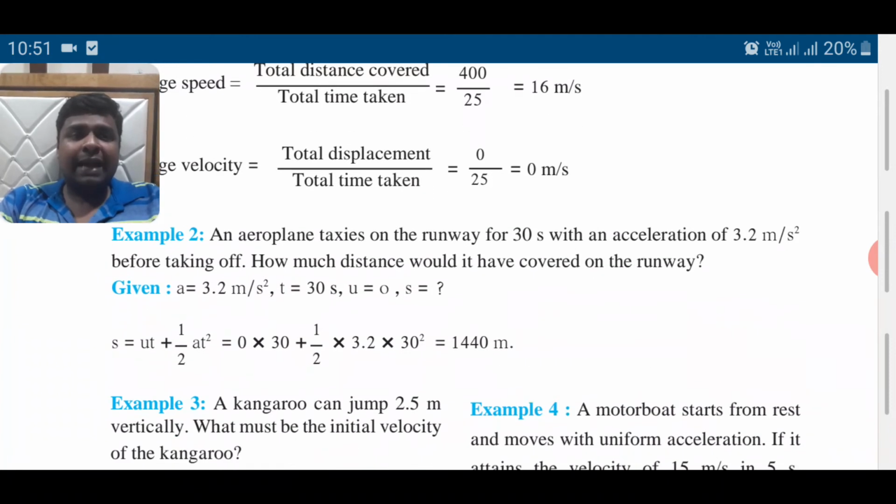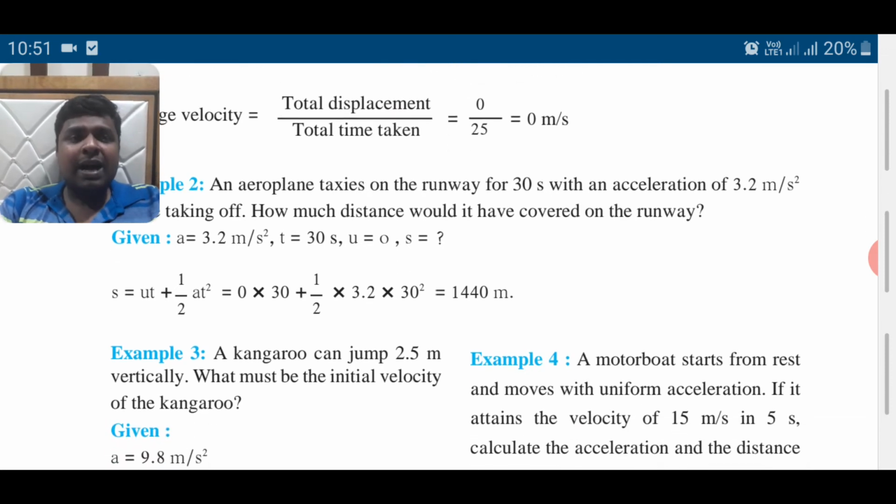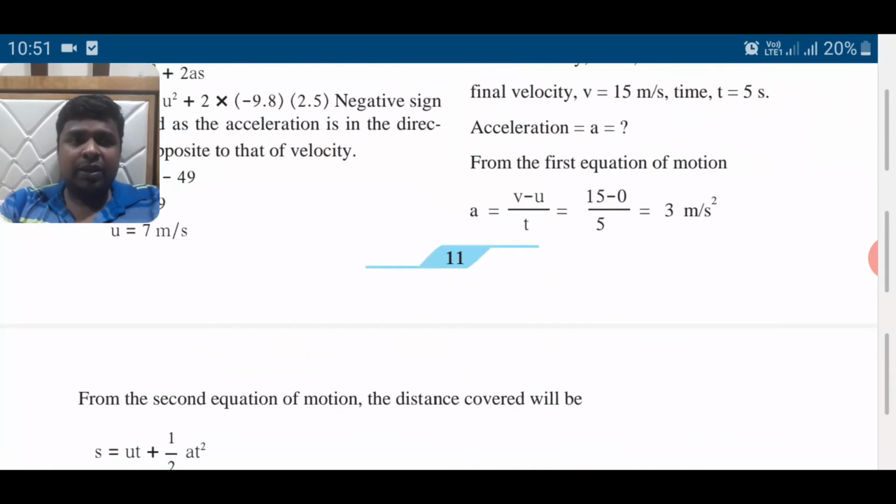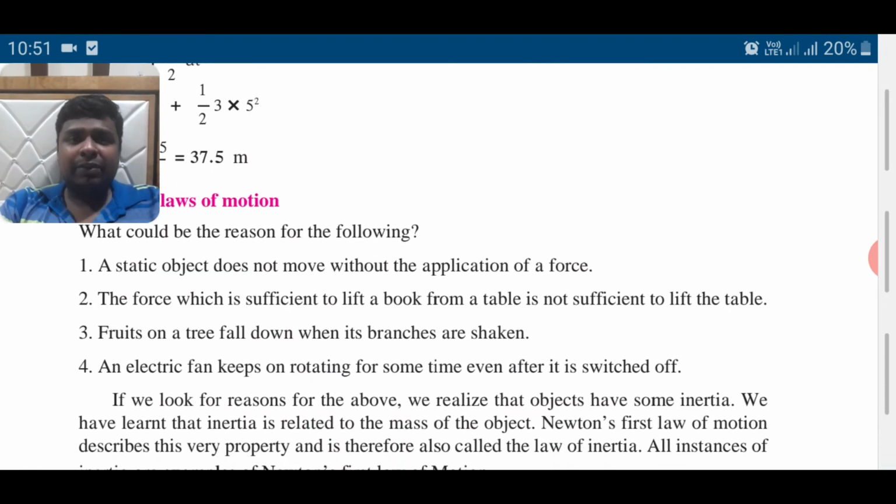Now an aeroplane taxis on a runway for 30 seconds with acceleration 3.2 meters per second square. How much distance would it cover on the runway? Acceleration is change in velocity upon time, that is 3.2 meters per second square, and we have to find the distance covered. So s is equal to ut plus half at square. We put all the values and we get the answer 1440 meters. Now let us go ahead, simple examples are there, you can see.